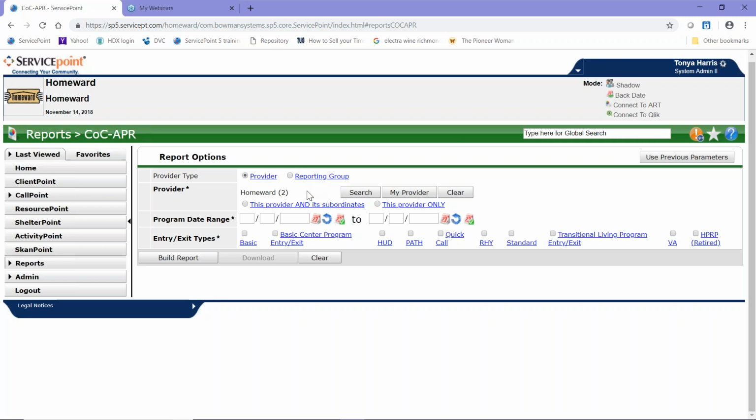So for example, there are several agencies that have multiple projects. So a user may want to run it for their Enter Data As project, not their default project. Or you may have a supervisor that wants to run a report for all the projects combined. So you have three options.